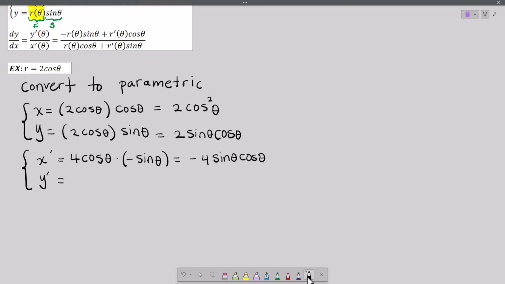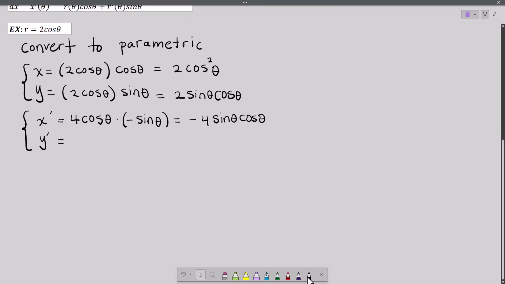And now we'll do our y derivative. Oh, we need a product rule here. So again, we're going to think of this as the first function. This is the second function. So we do first derivative second.